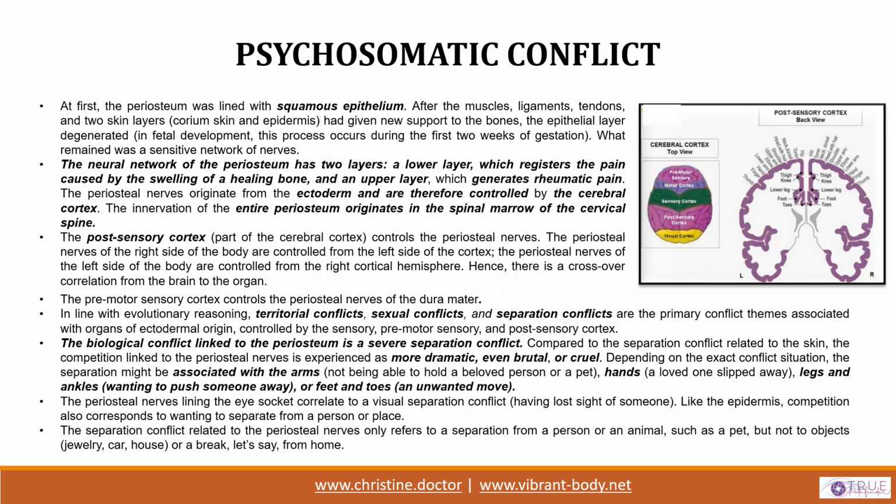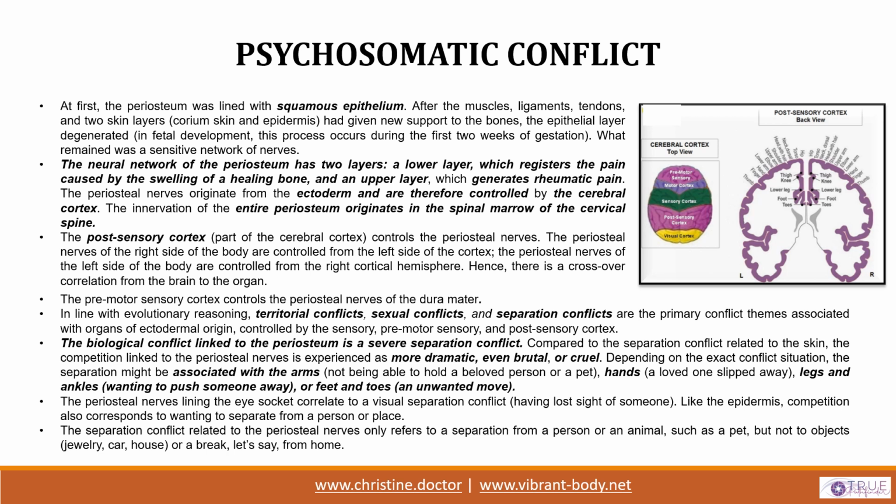At first, the periosteum was lined with squamous epithelium, and after the muscles, the ligaments, the tendons, and the two skin layers, the corium skin and the epidermis, had given new support to the bones, the epithelial layer degenerated. In fetal development, this process occurs during the first 2 weeks of gestation. And what remains is a sensitive network of nerves.